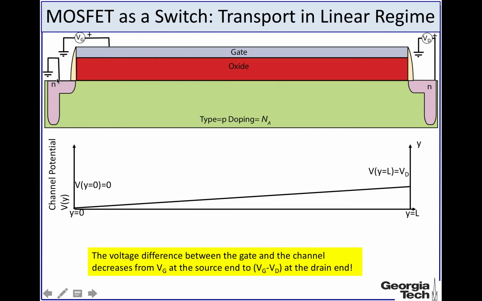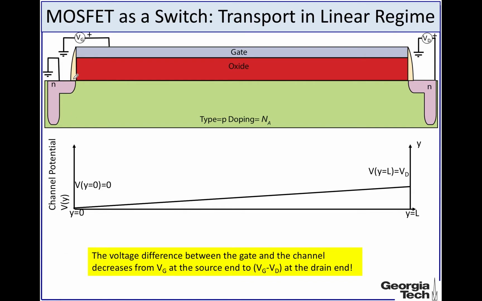On the source side the voltage is 0 because the source is grounded, so the potential at the source end is 0. On the other hand, the drain end is at the drain voltage Vd. What is important to note here is that the difference between the gate voltage and the channel decreases from Vg at the source end to Vg minus Vd at the drain end.